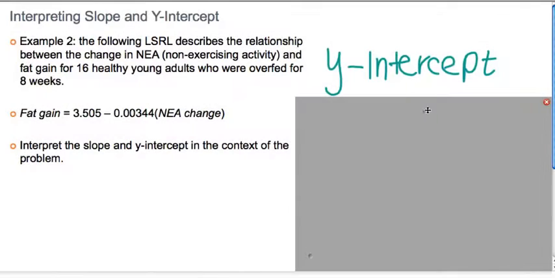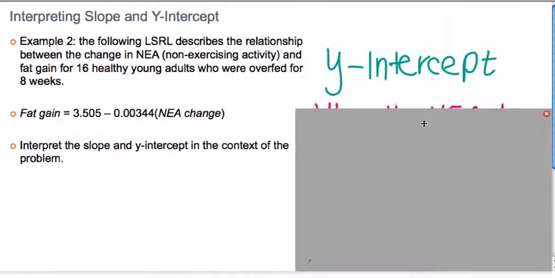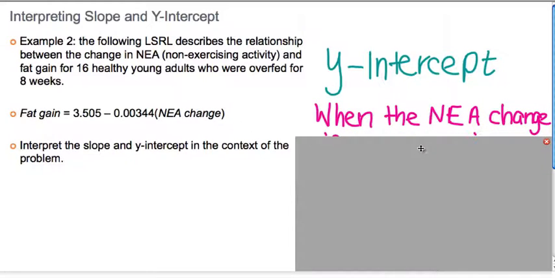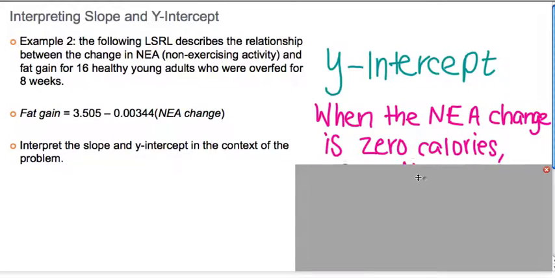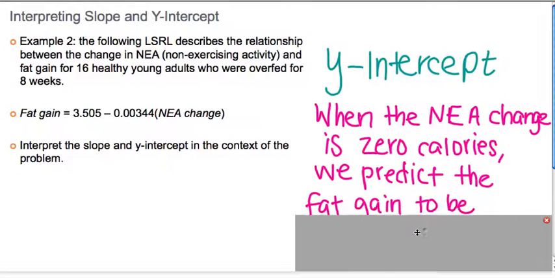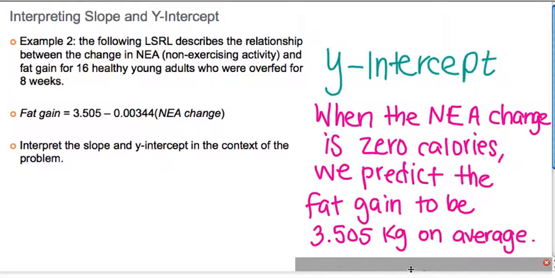Okay, let's see how you did with the y-intercept. I said when the NEA change, when X is 0 calories, we predict that the fat gain will be, and what's the y-intercept? 3.505 kilograms on average. Now I want you to ask yourself if this y-intercept makes sense. I think it does. If a person doesn't change how much non-exercising activity they're getting, but they're being overfed, we predict that they're going to gain 3.505 kilograms of fat on average. That makes sense.